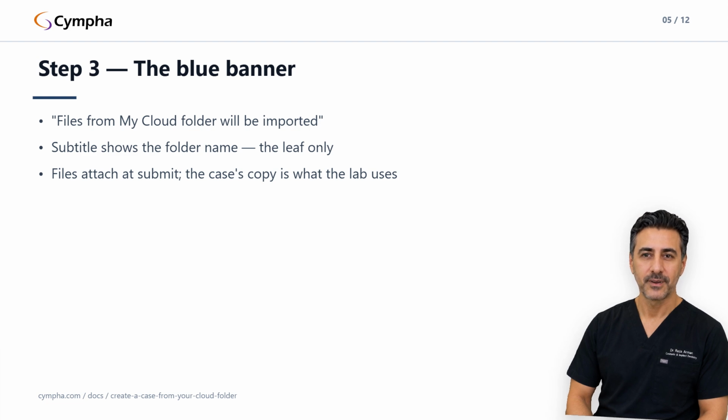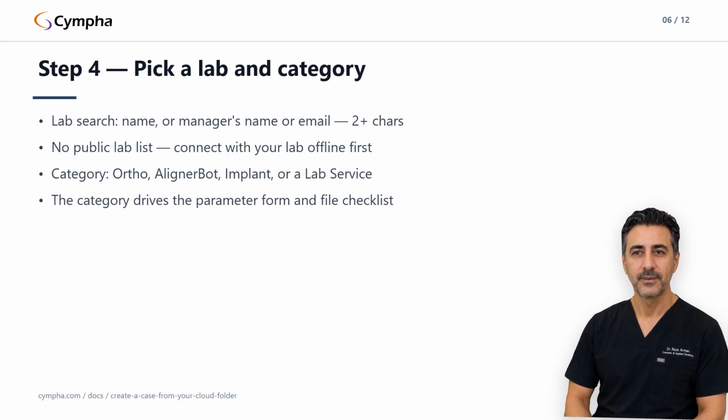The category decides which parameter form appears underneath and which file checklist applies. And the folder import doesn't constrain your choice. If the folder has a CBCT and you pick ortho, that's fine, the file still attaches, the ortho parameters just don't reference it. Here's the form you're filling in, and the point to notice is that it's the same new case form every path leads to. The folder import just spares you the upload step.